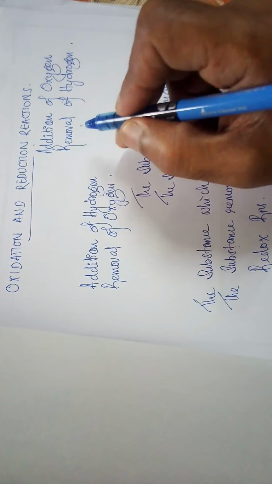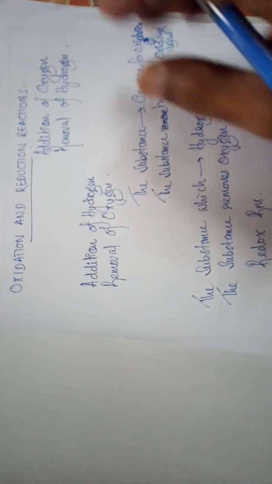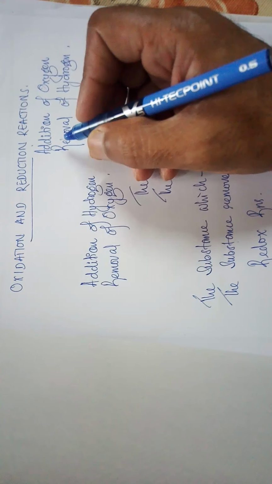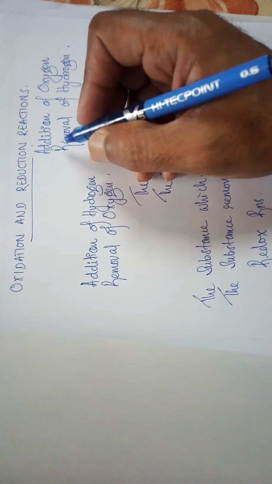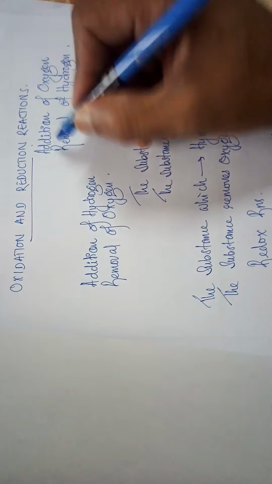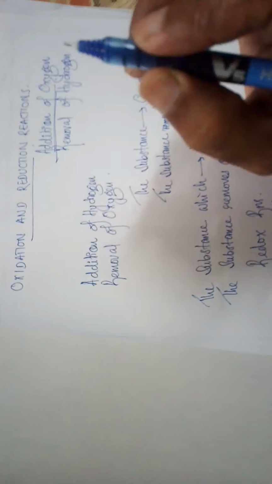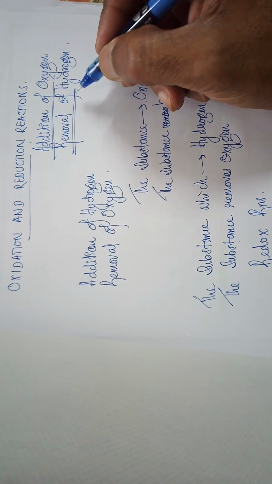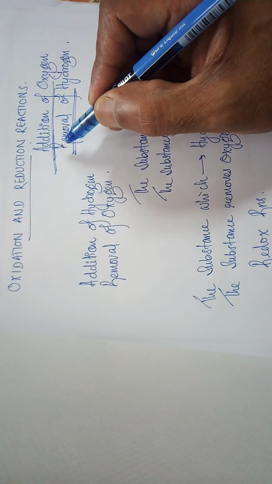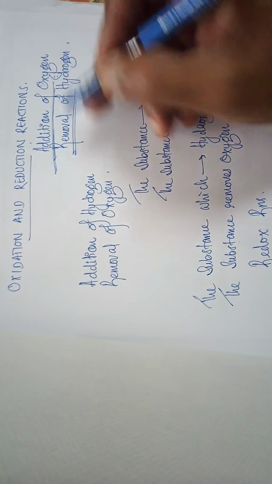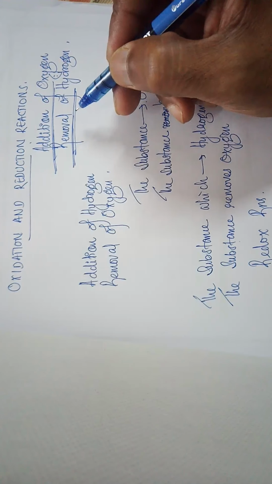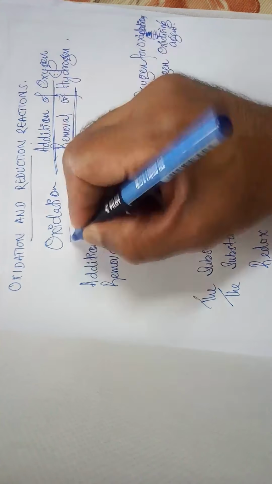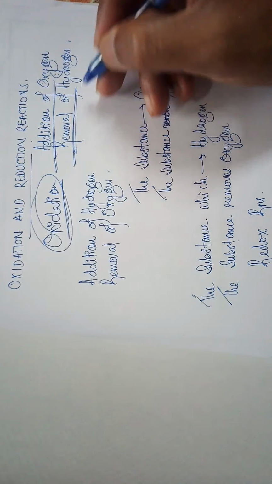So in terms of oxygen and hydrogen, an oxidation reaction is a reaction in which oxygen is added to a substance. Addition of oxygen to a substance is called oxidation, and removal of hydrogen from a substance is also called oxidation. So oxidation is the addition of oxygen to a substance or removal of hydrogen from a substance.